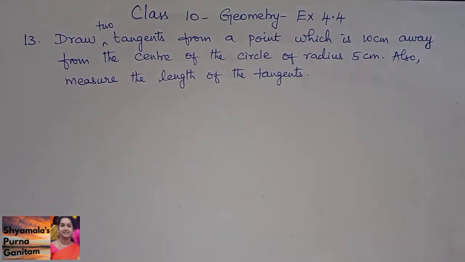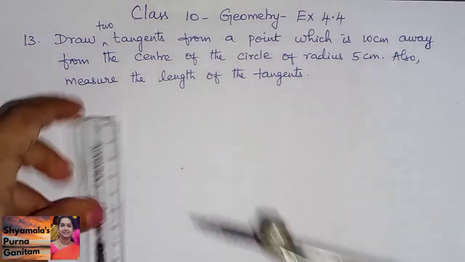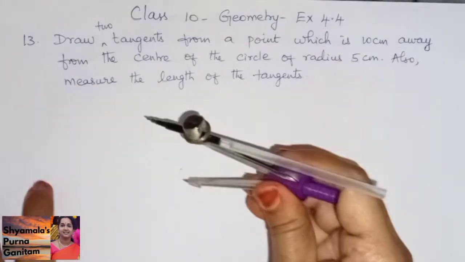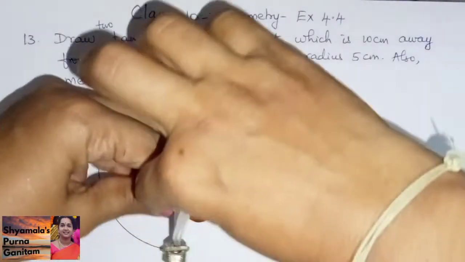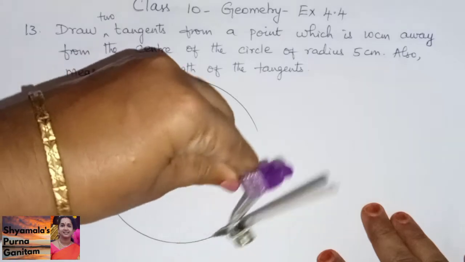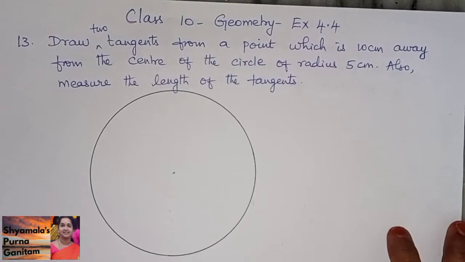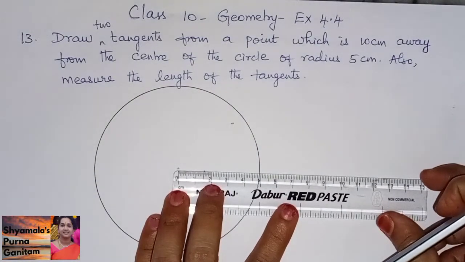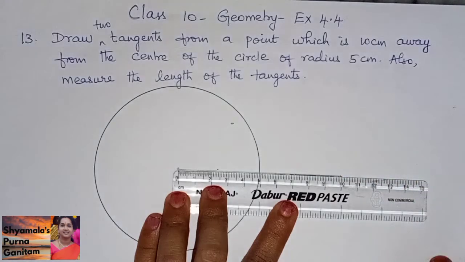So, first one is, I'll take a point. From that, I have to construct a circle of radius 5 centimeter. So this is the center point. So this is the radius. The radius of the circle is 5 centimeter. Then 10 centimeter away from this. So from the center point, 10 centimeter away.